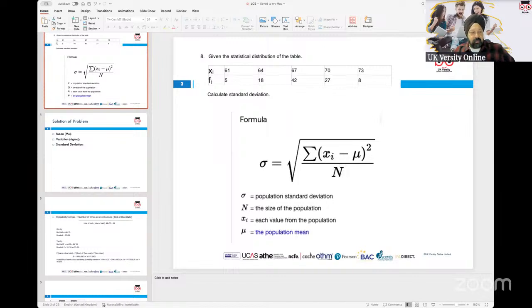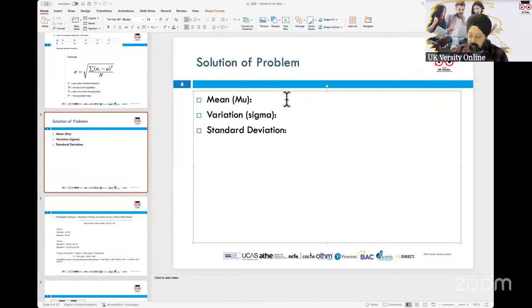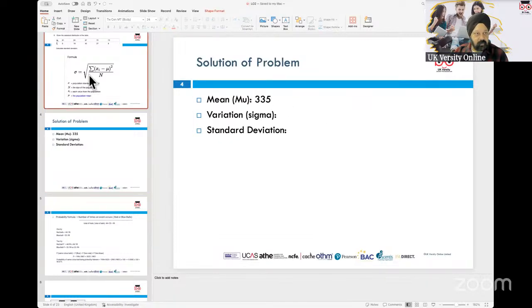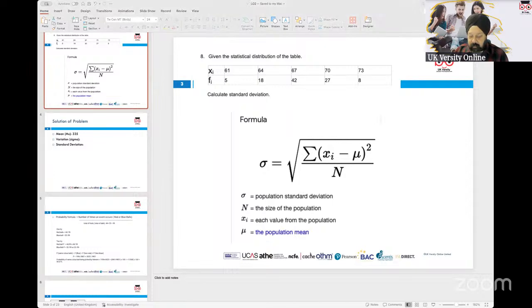So if I look, very briefly, at the total of the first row: 61 plus 64 plus 67 plus 70 plus 73, that works out to be 335. And then underneath, 5 plus 18 plus 42 plus 27 plus 8, and that's 100.